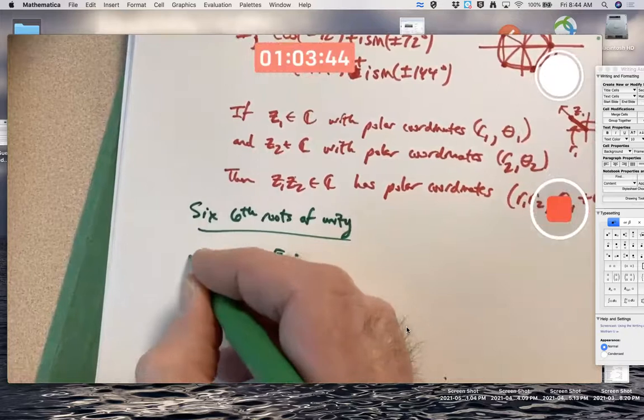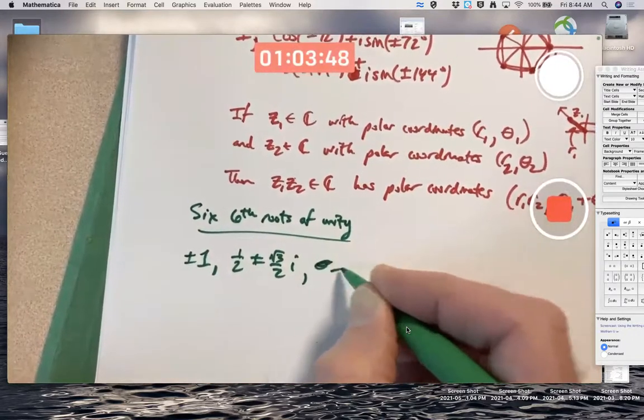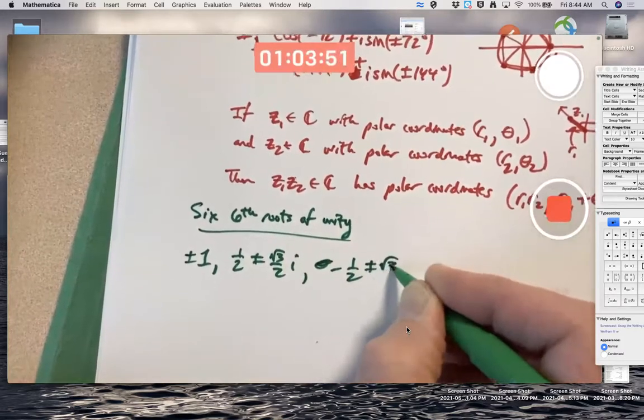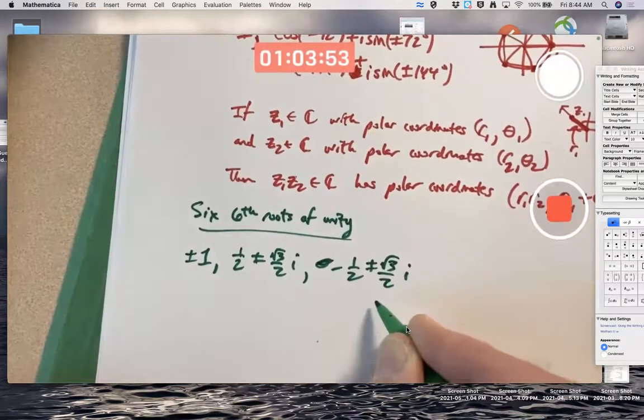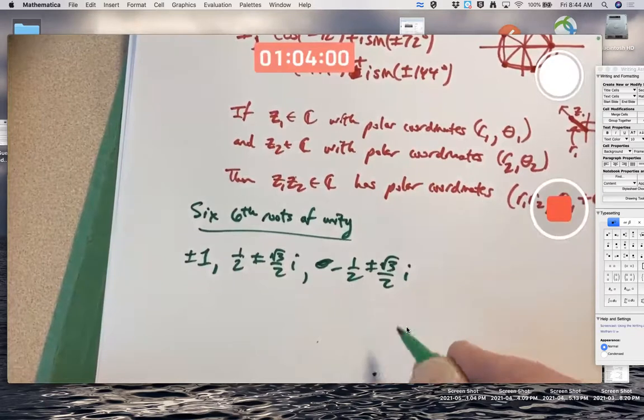We also have plus or minus 1, and plus or minus 1/2 plus or minus root 3 over 2i. Those two happen to also be third roots of unity, but they're also sixth roots of unity.